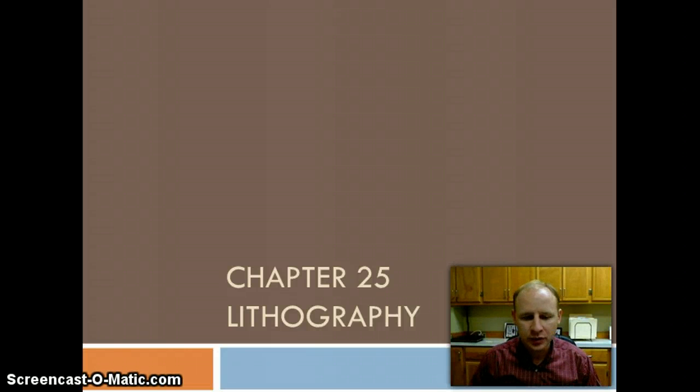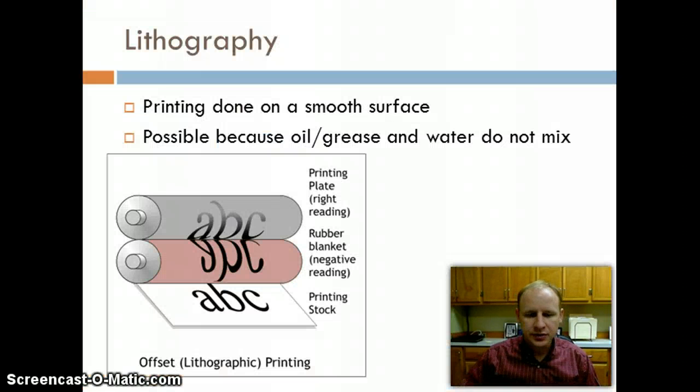This presentation will cover Chapter 25 of the Communication Systems book, that being lithography, or what it's also referred to as offset press printing. So in the lithography process, we do printing from a smooth surface. And as we go through these four different types of printing processes, we started with screen printing. In this case, we're doing lithography.